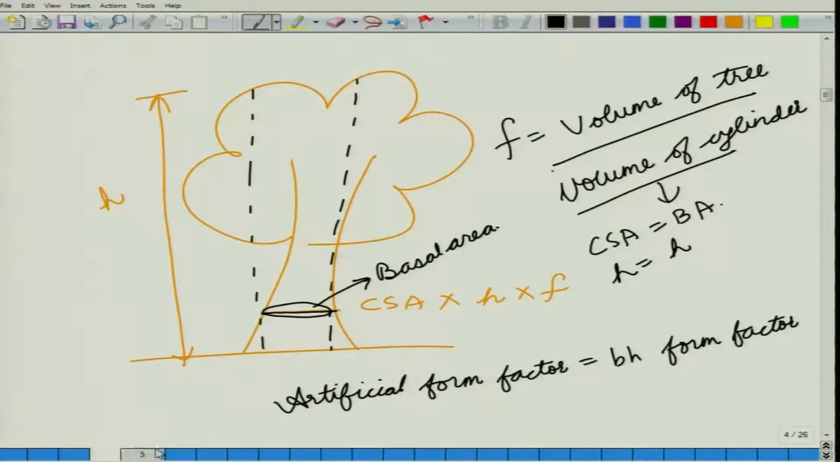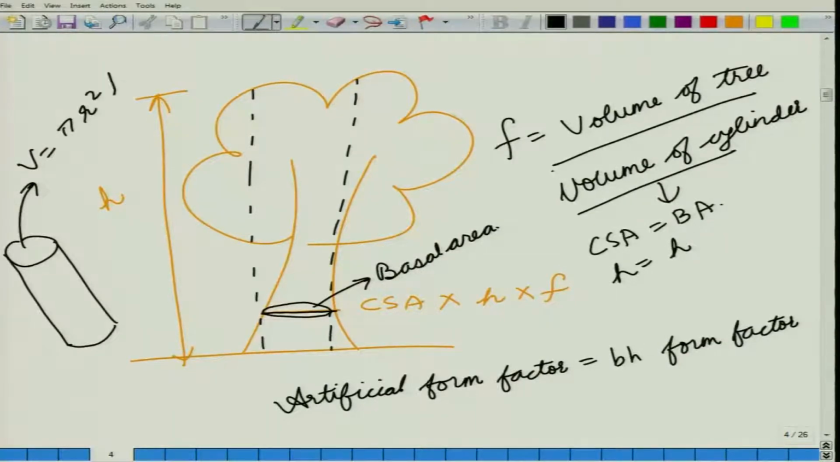So now, as you remember, if we consider a cylinder, the volume is given by pi r square h. Now, if we consider any of the ends, they are circles, so pi r square is the area of cross section multiplied by the height of the cylinder. Now, area of the cross section in this case is the basal area, so basal area multiplied by the height.